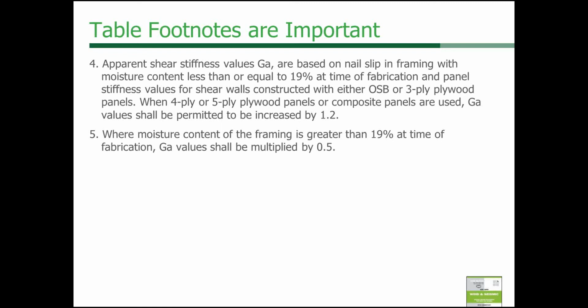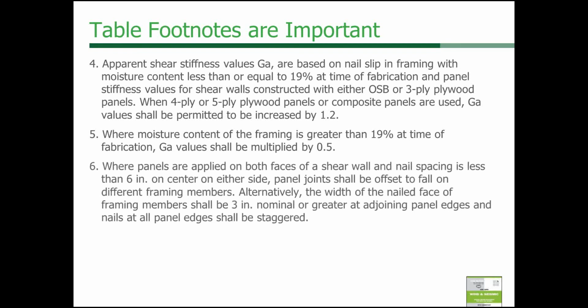Now, if it's being constructed and the moisture content of that framing is greater than 19% moisture content, then the apparent shear stiffness will need to be multiplied by 0.5, meaning it's going to give you a reduction in that actual apparent shear stiffness, which comes into play when you're determining your stiffness of your shear wall. So something to be aware of.